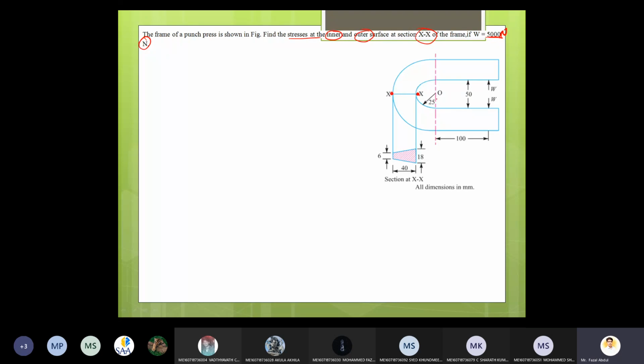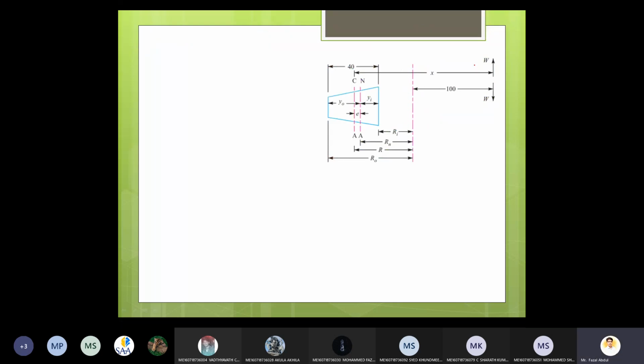So what is in the figure? This is the central axis. From the central axis, the radius of curvature is 25, the distance between these two inner fibers is 50, and the load W is applied here. Okay, and one more thing: this figure is given in the examination question paper. We have to convert it into a space diagram, or we can call it a free body diagram. In this manner, we have to draw it separately in your answer sheet.